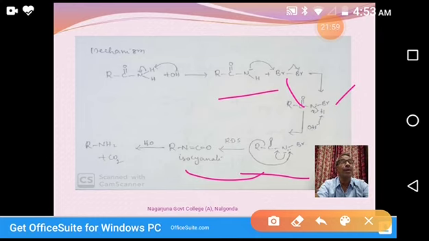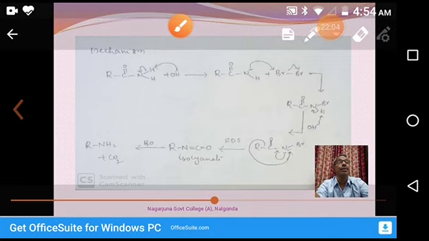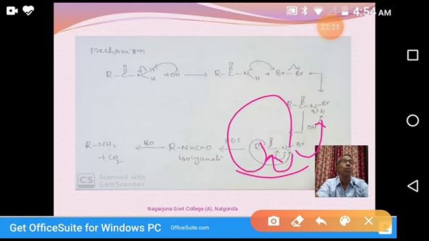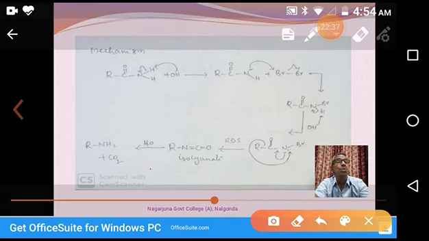So after formation of this N-bromoamide anion, this Br goes as Br minus. This electron pair delocalizes to this bond. At the same time, this R group shifts from the carbonyl carbon to nitrogen. A 1,2 shift of the R group takes place. So this is a specific rearrangement reaction taking place within the group, an internal rearrangement. After this internal rearrangement, we'll get this isocyanate.